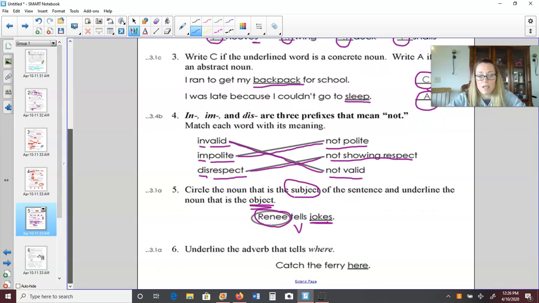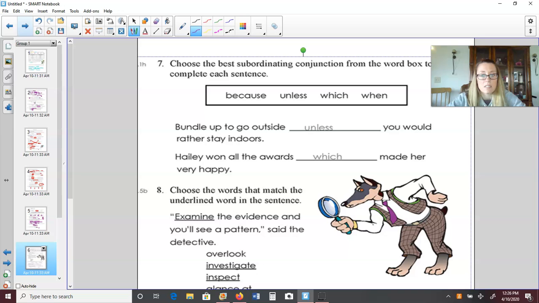Okay, and number 6, underline the adverb that tells where. Catch the ferry here. Where would we catch it? Where do we catch the ferry? Here. So here is the adverb telling us where. Okay, moving on, number 7 on the next page.